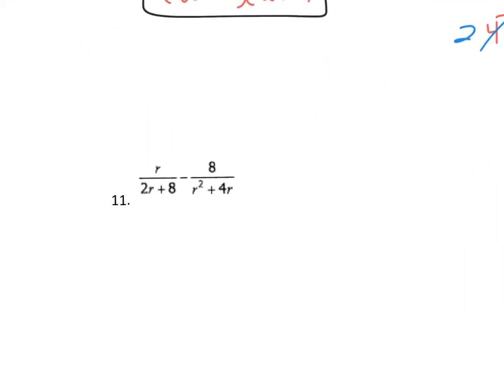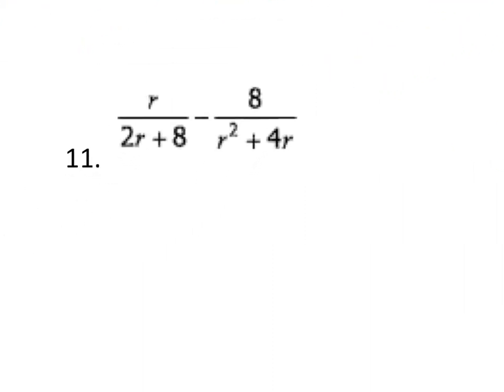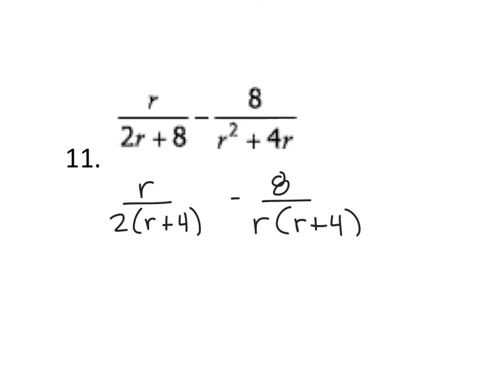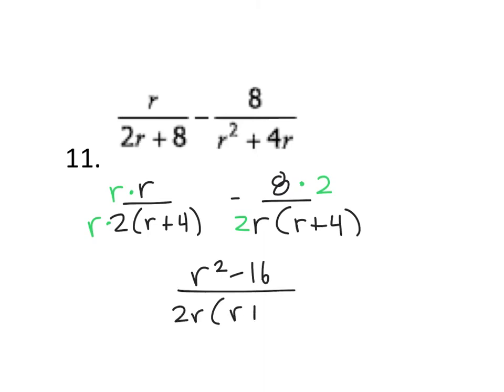And then the last one, let's factor out the denominators. So it's going to be r over 2 times r plus 4, minus 8 times r, r plus 4. So the left-hand side needs another r, and the right-hand side needs a 2. And now we have a common denominator. So the numerator is going to be r squared minus 16, and the denominator is going to be 2r times the quantity r plus 4.